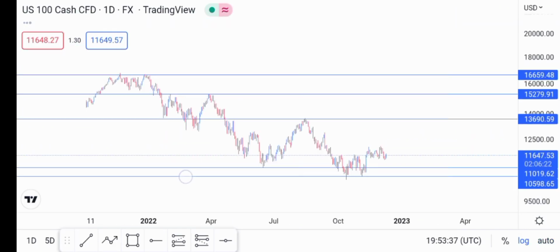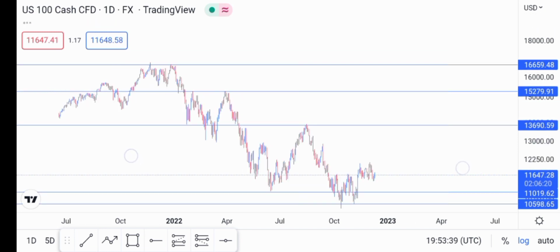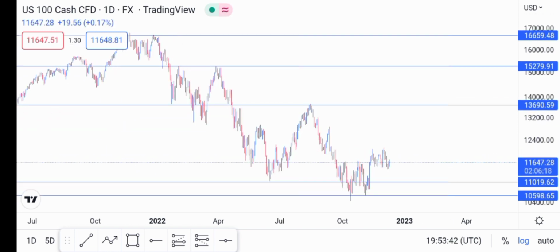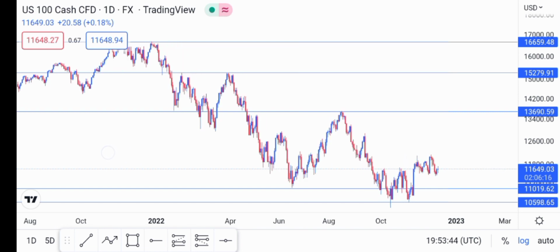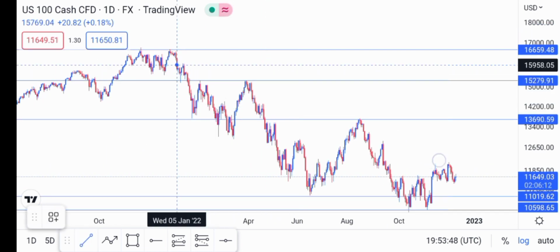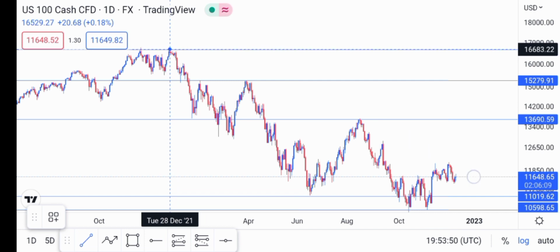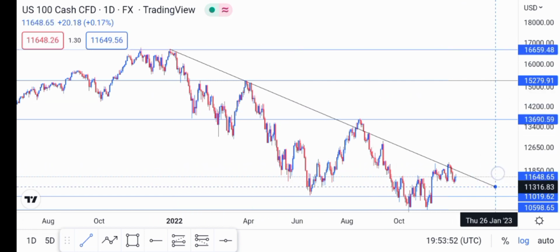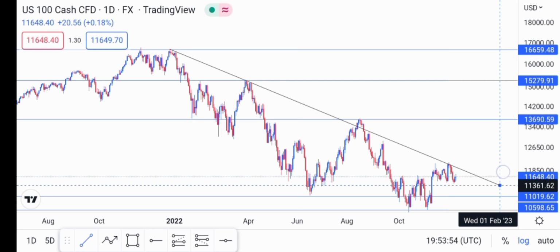Okay, so yeah, there's enough levels. You don't really need other ones because I'm trying to keep my charts as clean as possible. So from this point right over here, I can see a push to the lower side on NAS100. So this is what we have on NAS100.